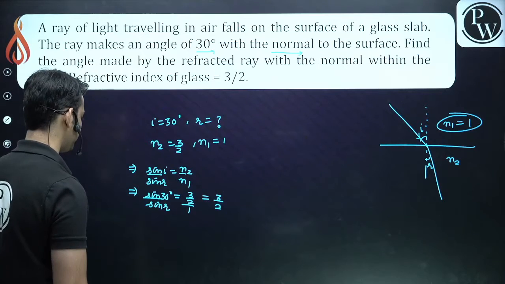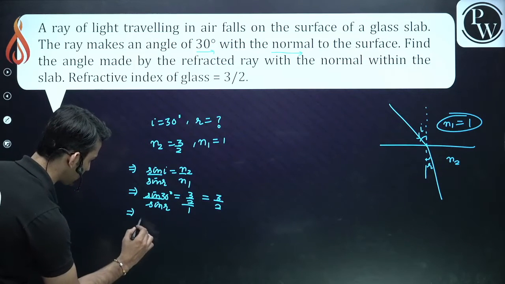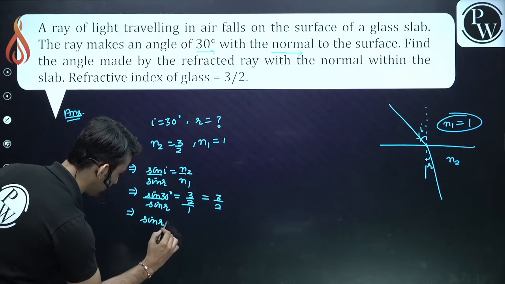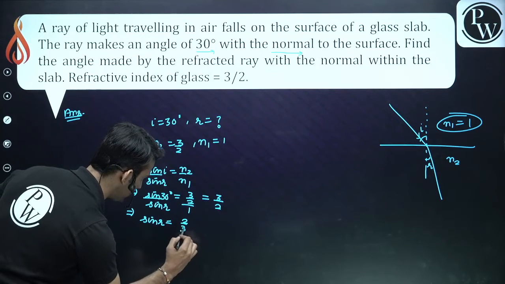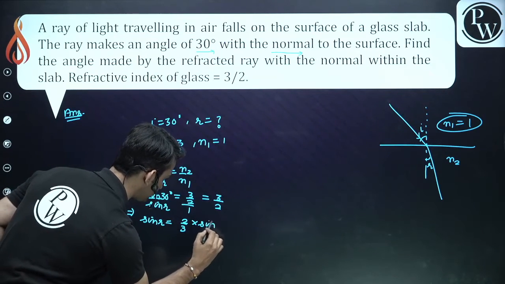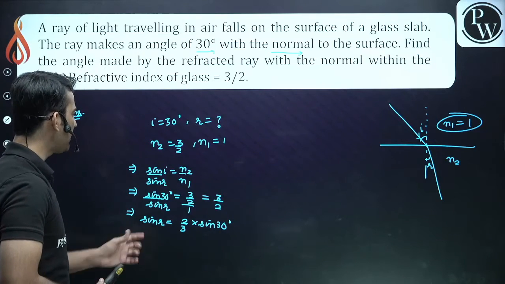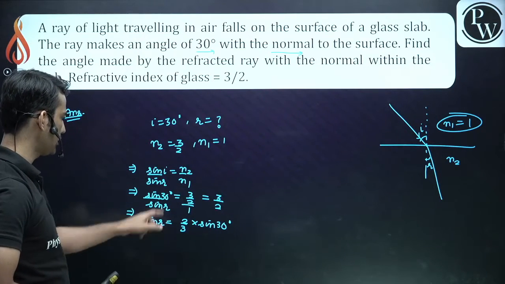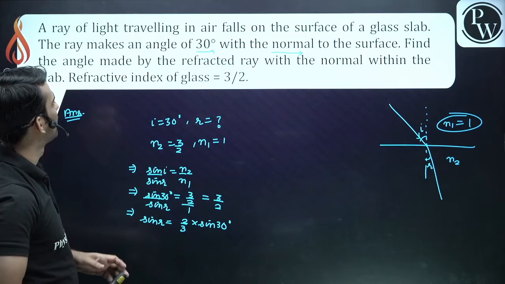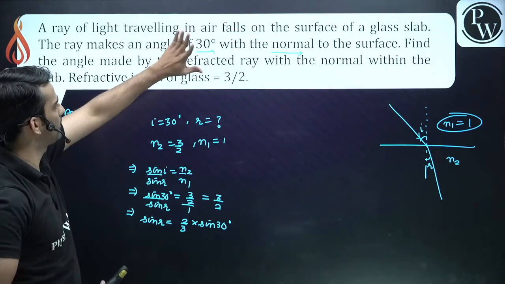Okay guys. So from here, what is sin r? If you cross multiply, it is 2 by 3 into sin 30 degrees. This is how it is guys. Can you see it? I have just cross multiplied this. So 2 by 3 into, okay, incident ray makes an angle of 30 degrees with the normal. Fine.